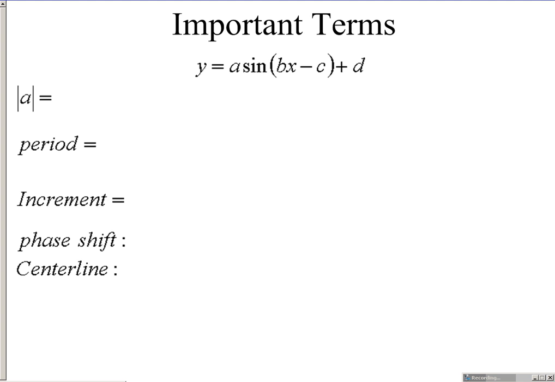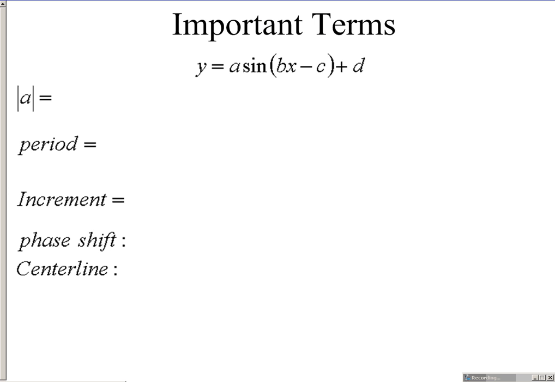Section 4.5 continued. Reviewing 3 of the terms that we talked about yesterday and adding in 2 more, phase shift and center line. We have our basic trigonometric equation up here, y equals a sine of bx minus c plus d. That's as complicated an equation as you will see.